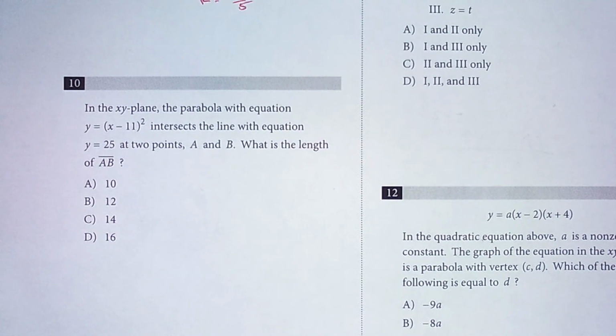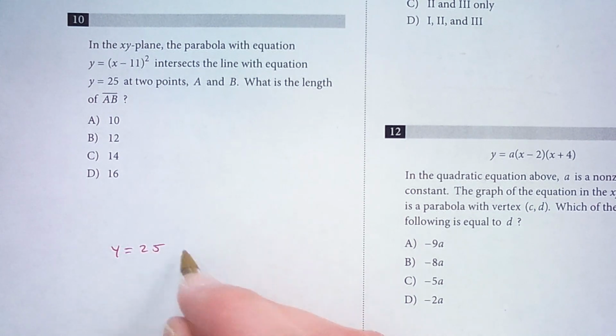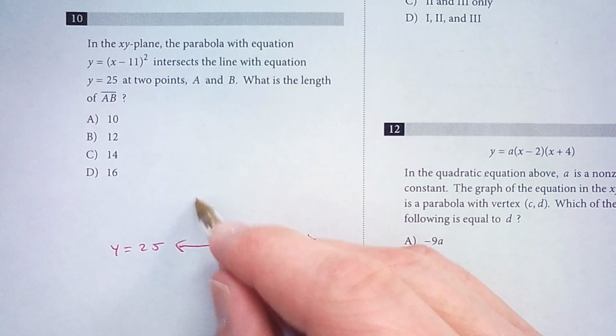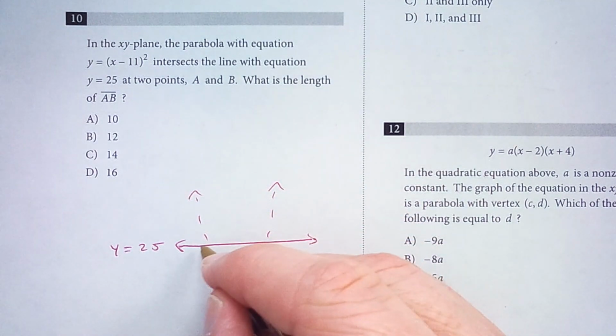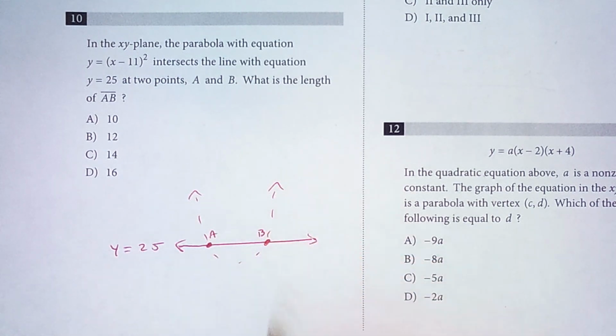In the xy plane, a parabola with equation x minus 11 squared intersects the line with equation y equals 25 at 2 points, A and B. What is the length of segment AB? So we've got a line, y equals 25, and I'll just graph that right here, and a parabola that is going to intersect it at 2 points. And those points are points A and B. We want to know the length of segment AB.